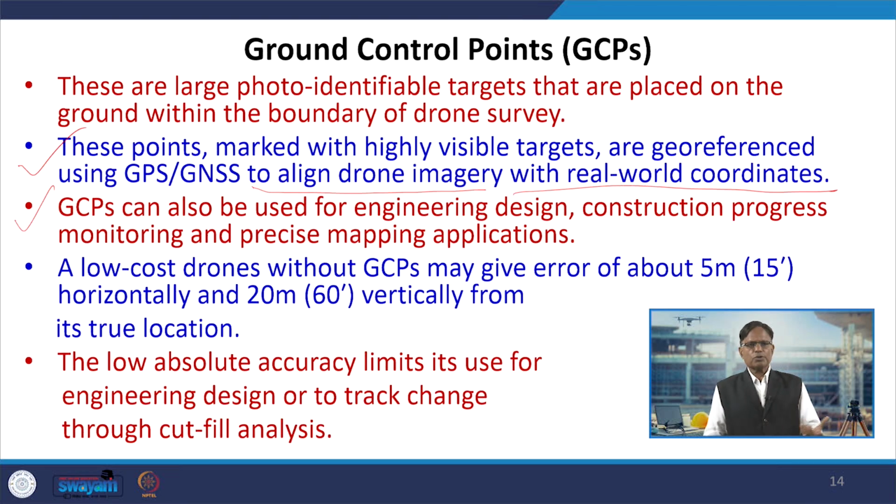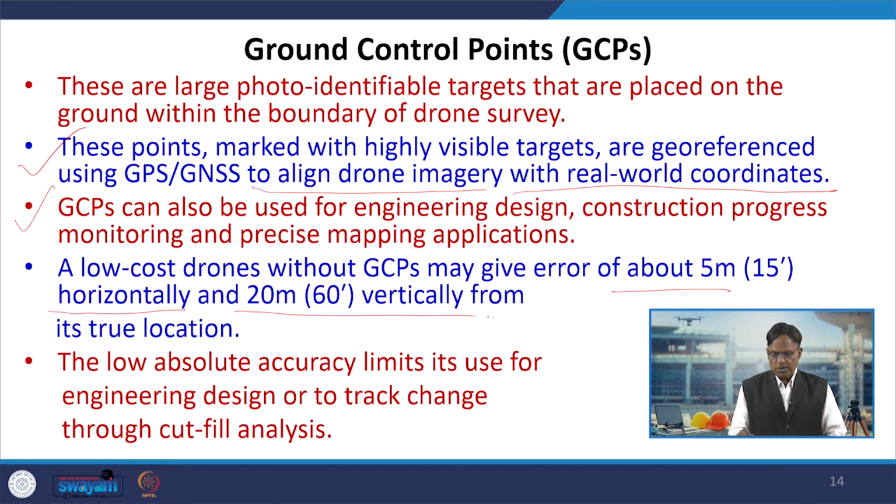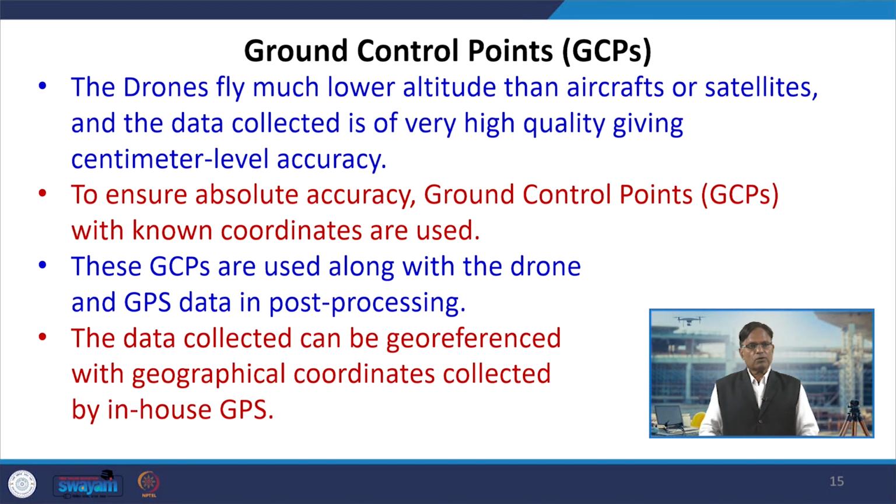A low cost drone without GCPs may give an error of about 5 meter. So, the GCPs are a must because you get a very large error without GCPs: 5 meter horizontally in planimetry and 20 meter vertically from the true location. So, this is when we are talking of the low cost drone without using GCPs. The low absolute accuracy will limit the use for engineering design or tracking changes through cut and fill analysis, if we have to do that kind of work. So, we need to collect the data with a higher accuracy.